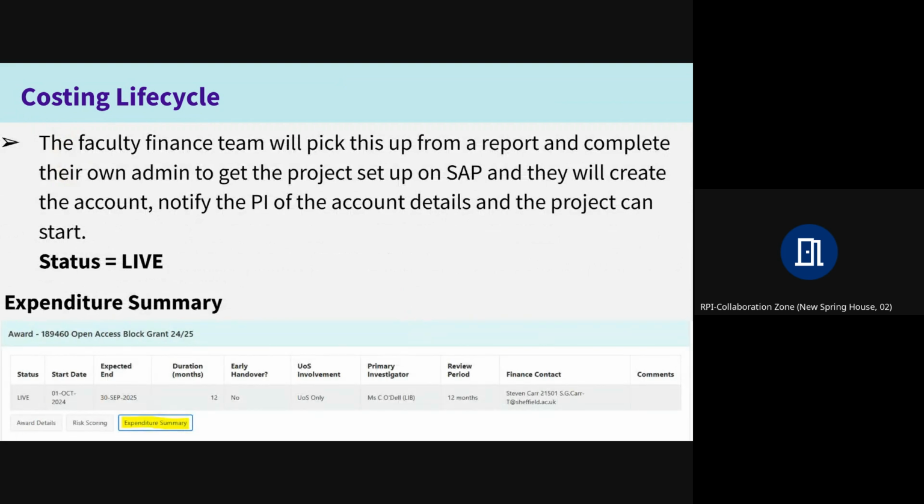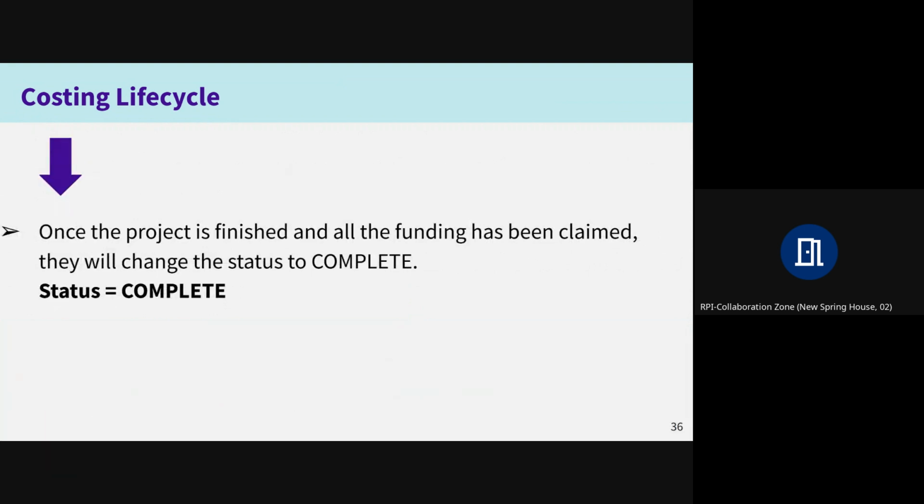Now, there is on the award page of the costing and awards tool a small box called expenditure summary, which I believe, and I need to double check this, does actually show a summary of the expenditure to date on a research project. But I have been told from finance that they would rather you go to them rather than look here, because they have the more up-to-date information. But it's useful to have a snapshot of where we are up to with expenditure. And then when it's done, they change it to complete. And that is the full life cycle of a costing.